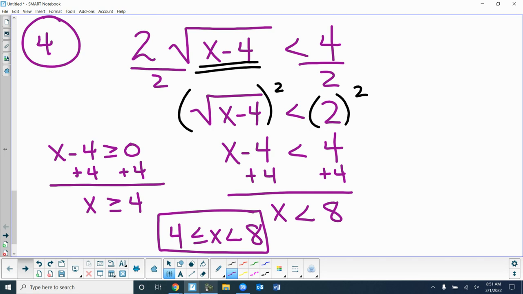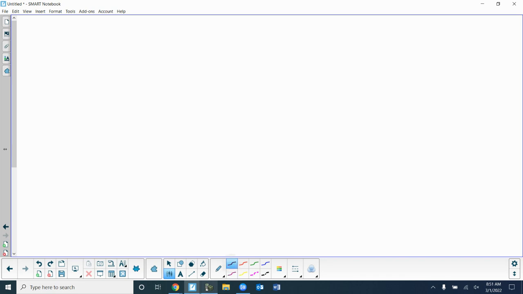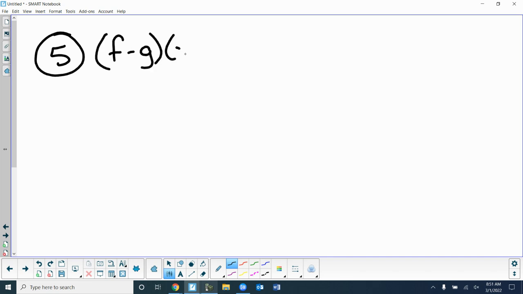Okay. Number 5. All right, so we're looking for f minus g of x, right? So f is 5x cubed plus 8x. No, not 8x. Just plus x, right?